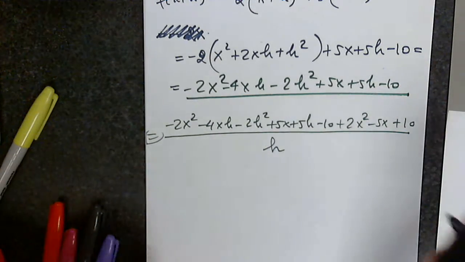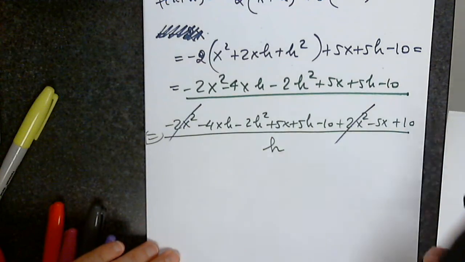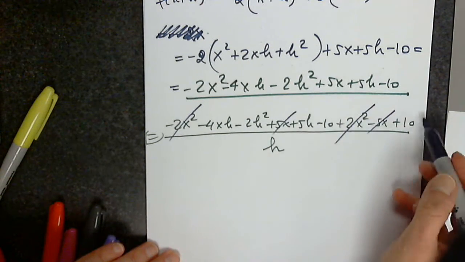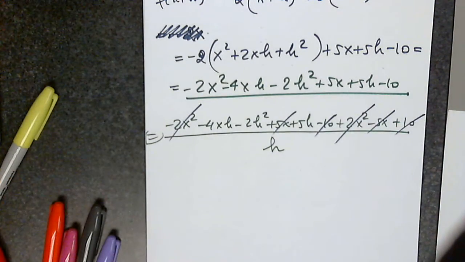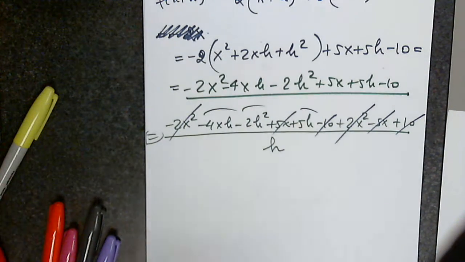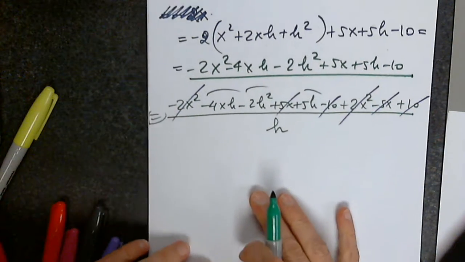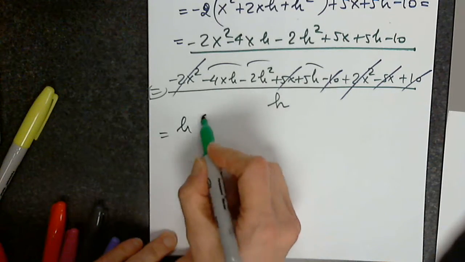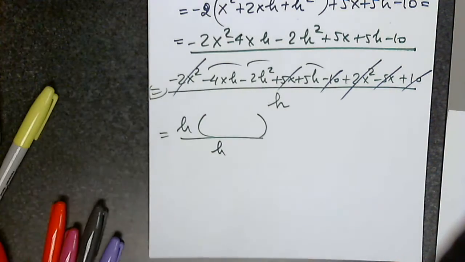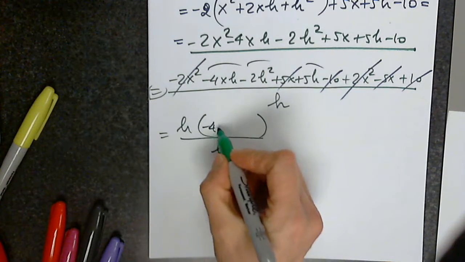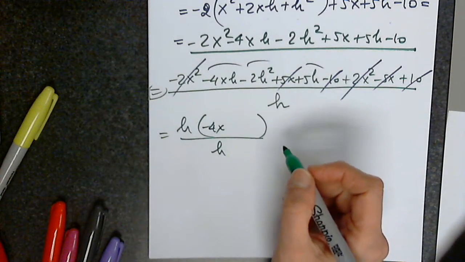Okay, so I see the 2x squared with a negative 2x squared. I see the negative 5x with a positive 5x and a negative 10 with positive 10. All terms without h are gone. Now I'm left with 1, 2, 3 terms. All of them have h in common. Pull it out, please. You cannot simplify before you pull out h. How many terms will you be left with in parentheses? Exactly 3. I started with 3. I have to have 3. What do I have left? Awesome.